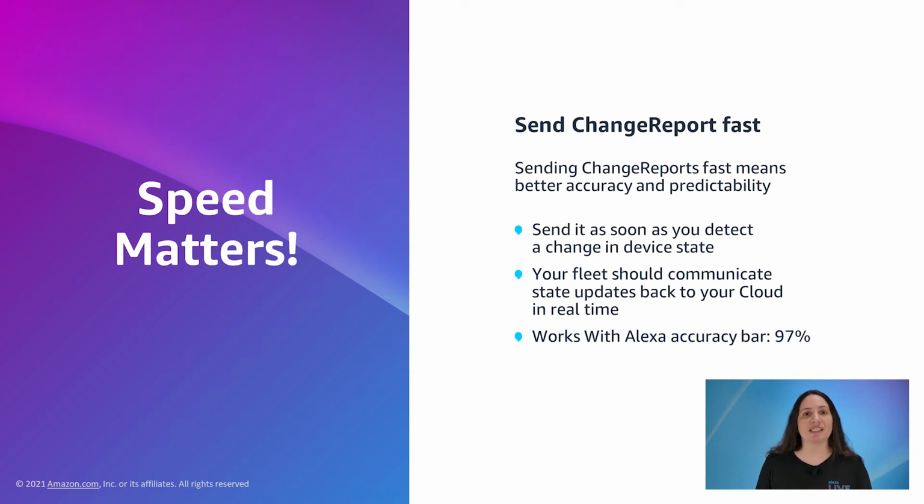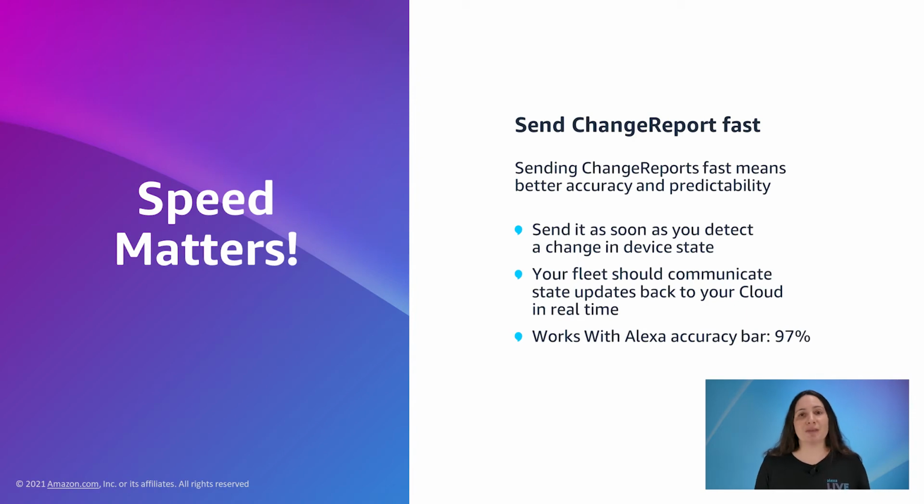To better explain the level of data quality that we're looking for, we have set an accuracy bar of 97% for our Works with Alexa certified partners. We measure accuracy by comparing the state of an endpoint that you reported in a change report with the value being reported in the state report following a customer query. If reports are always matching, then the accuracy is 100%.